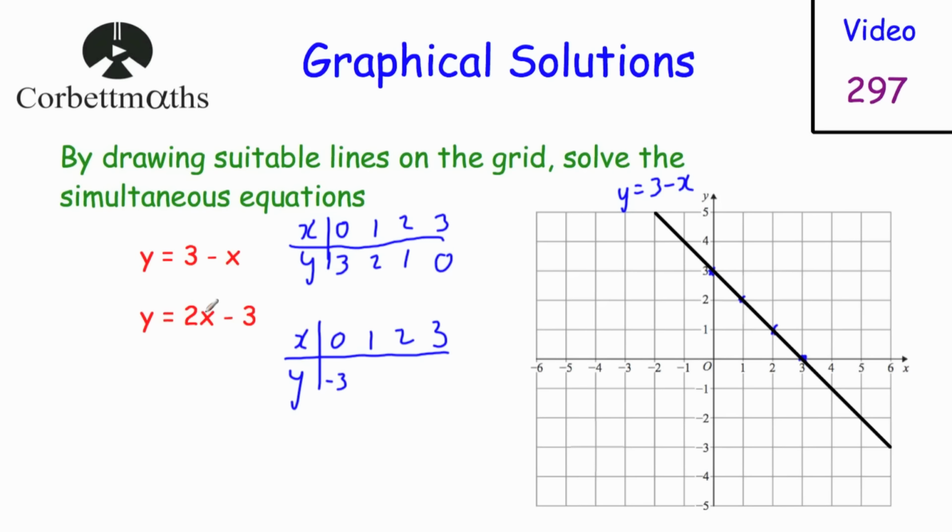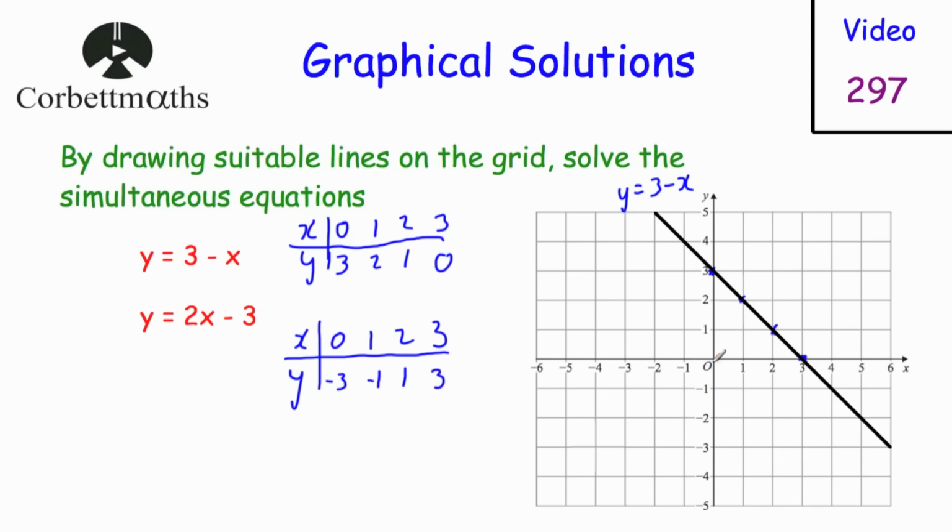Then we've got 1. Well, 2 times 1 is 2. Take away 3 would be minus 1. Now we've got 2. 2 times 2 is 4. Take away 3 is 1. And finally we've got 3. 2 times 3 is 6. Take away 3 is 3. So we've got our coordinates 0, minus 3, 1, minus 1, 2, 1, and 3, 3.